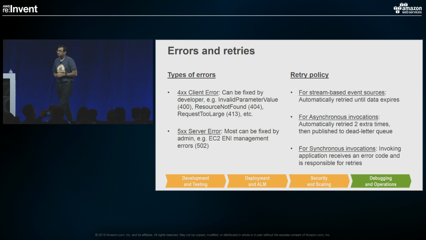So what's the retry policy there? We saw for throttles, we'll continue to retry. If there's an error for stream-based services, we do the exact same thing. We continue to retry, because there we cannot skip over data. For asynchronous invocations, we'll retry 2 extra times. After that, we'll write to a DLQ. And similarly, for synchronous invocations, we'll let the client decide. It's up to you what you want to do.